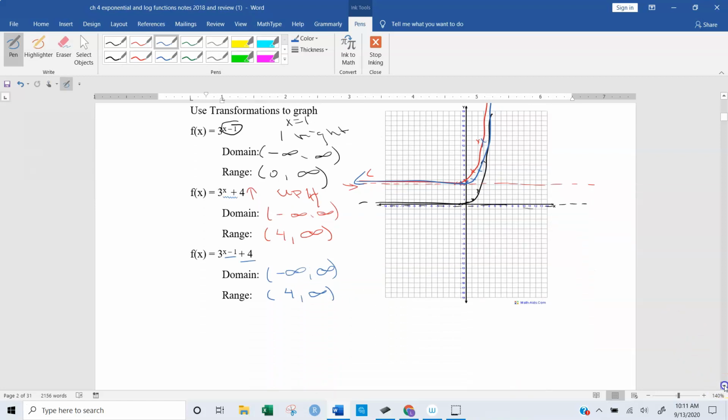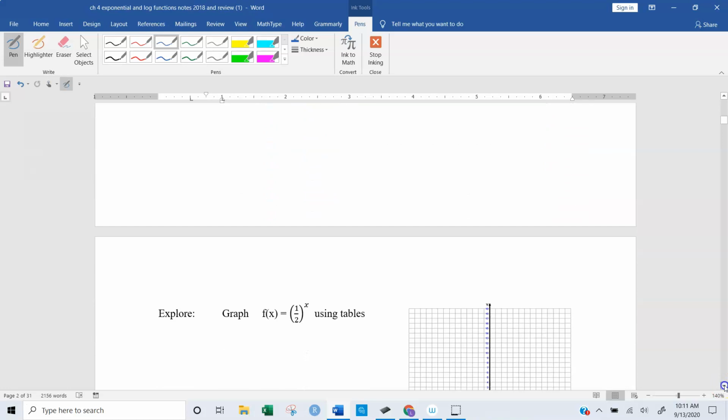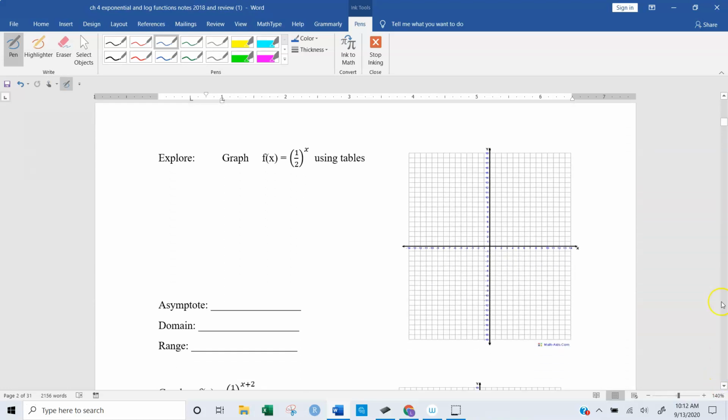Okay, I hope you've done well. Let's try yours. Okay, graph your parent graph, and then we're going to move it. So pause and do your problem.